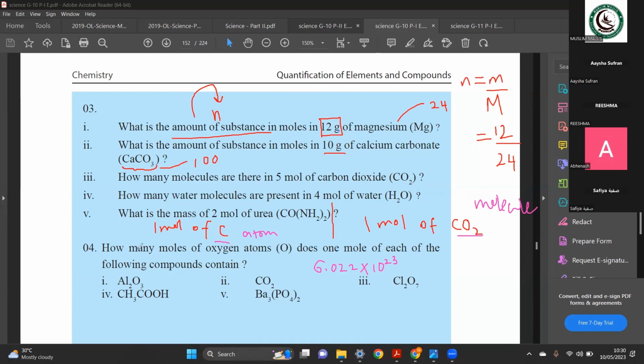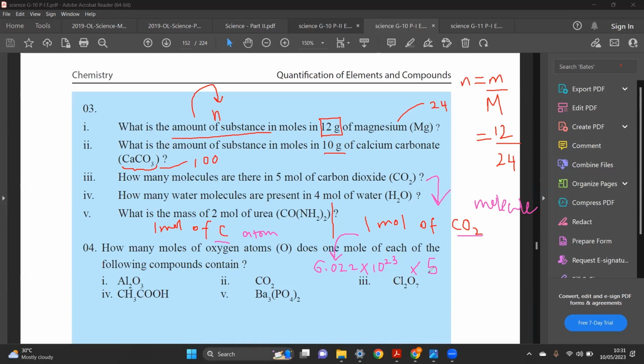Now, going back to the question, how many molecules are there in 5 moles of carbon dioxide? That's pretty simple now. So I told you 1 mole has this much of molecules. So for 5 moles, just multiply this thing by 5. Then how many water molecules are there in 4 moles of water? Again, simple. 1 mole of water, 6.022 into 10 to the power 23. So for 4 moles, just multiply the entire thing by 4.